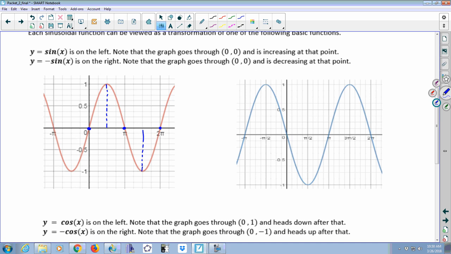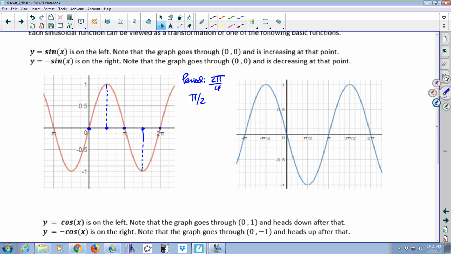Okay, now when you're trying to find these 1, 2, 3, 4, 5 important points right here, there's 5 kind of key points for graphing. Your 3 x intercepts, your x or t value where your max occurs, and your minimum point. How do you determine that? Take your period and divide it by 4, which is pi over 2.